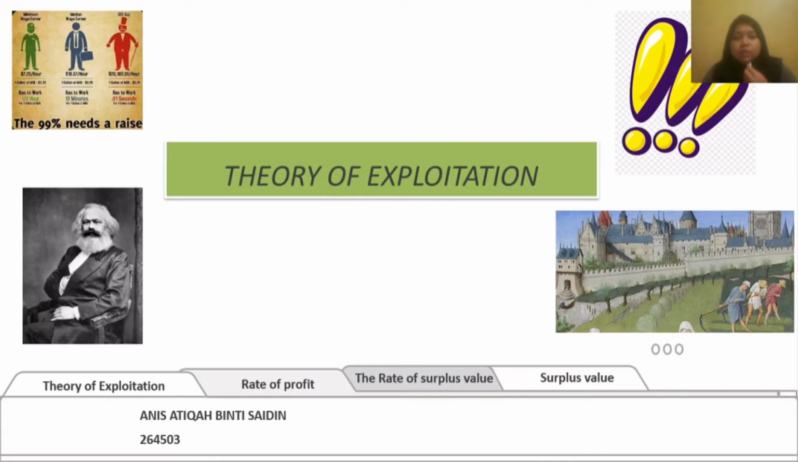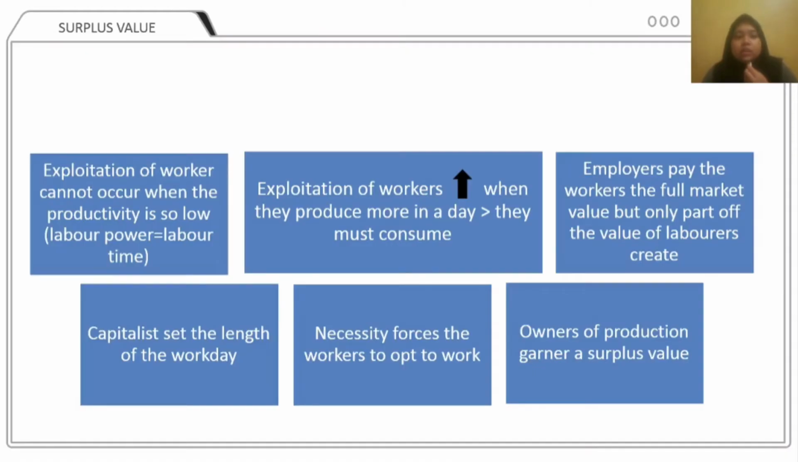The first one I want to explain is surplus value. Exploitation of workers cannot occur when productivity is so low. It means labor power is not always equal to labor time. Exploitation of workers will arise when they produce more in a day than they must consume. The employer pays the worker not the full market value, but only the part of the value that labor creates. Also, the capitalist sets the length of the workday, such as 6 hours, 12 hours, and so on. Necessity forces the worker to go to work, and the process of production garners a surplus value.